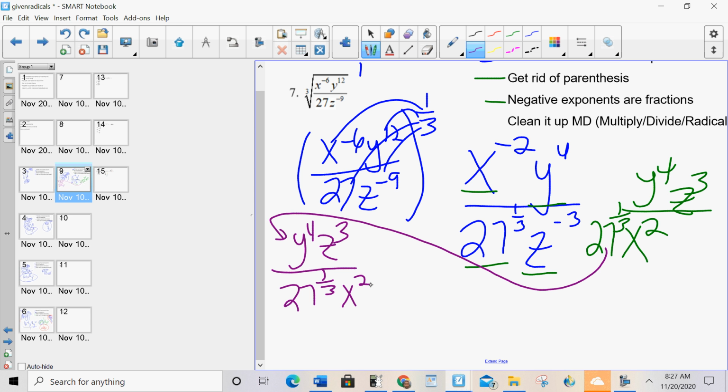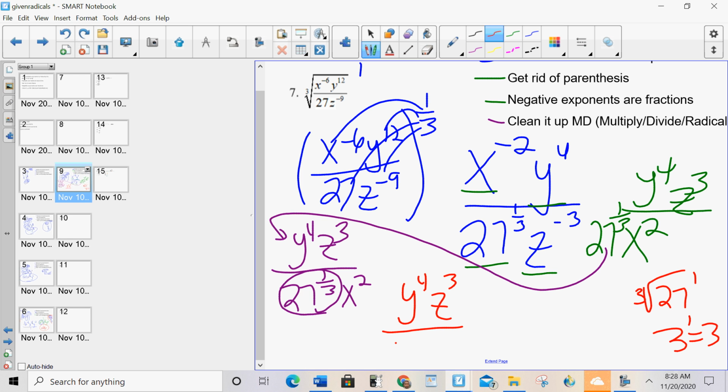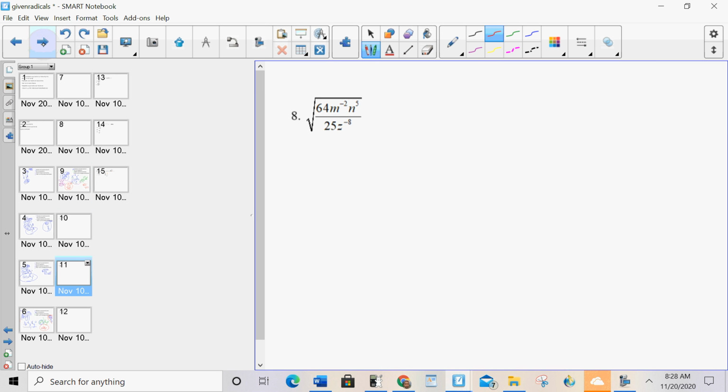Clean it up. The only thing I can clean up is that 27 to the 1/3 power. Again, do that off to the side if you need to. Radicals are fractional exponents. Power over the root. Cube root of 27 is 3. To the 1st is 3. So my final answer would be y to the 4th, z to the 3rd over 3x squared. All right.